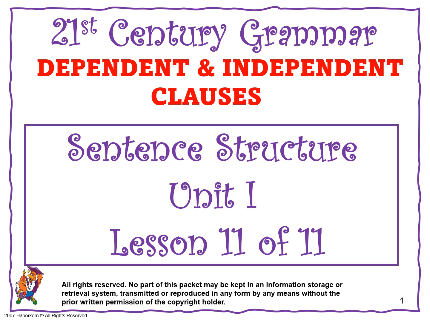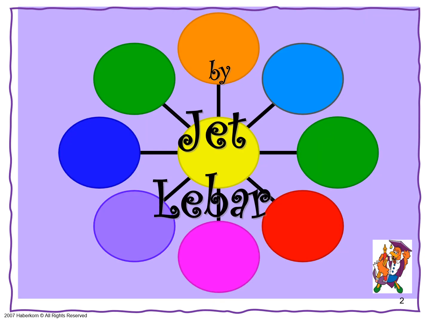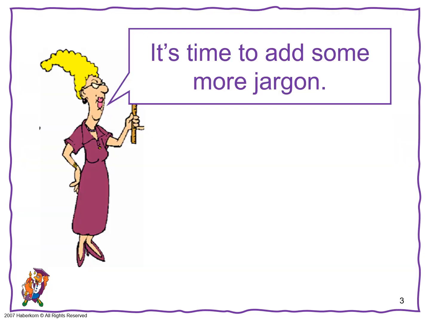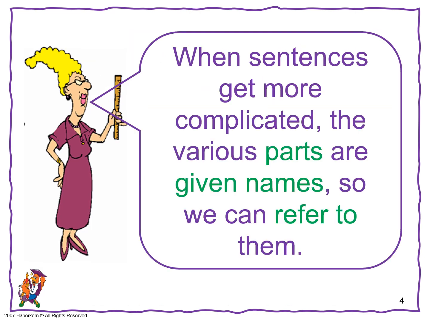Okay, we have some jargon to learn in this last lesson. We're going to talk about dependent and independent clauses. You know me. Okay, it's time for some jargon. You can do this. It's pretty logical. It's just like the jargon we learned earlier. When sentences get more complicated, the various parts are given names so you can refer to them.